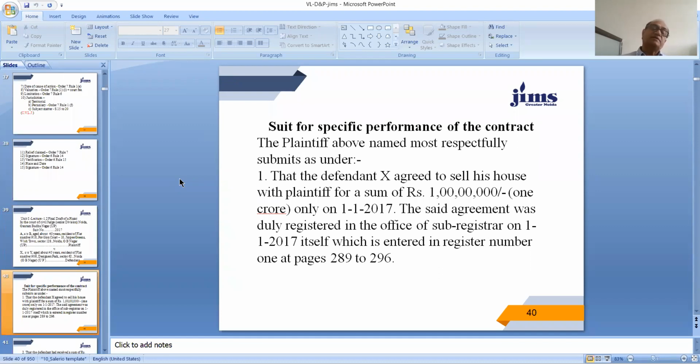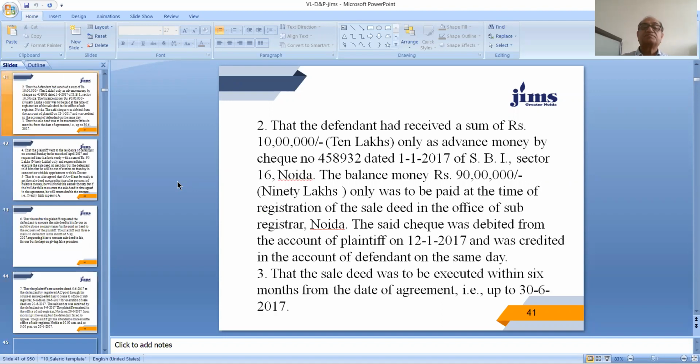Now comes the body of the plaint. You will mention the important facts borrowed from your agreement to purchase the house. So para 1 says that defendant X. See, defendant is the builder. Defendant X agreed to sell his house to the plaintiff for a sum of rupees 1 crore only on 1/1/2017. The said agreement was duly registered in the office of sub-registrar on 1/1/2017 itself, and this registered agreement is entered in register number 1 at pages 289 to 296.